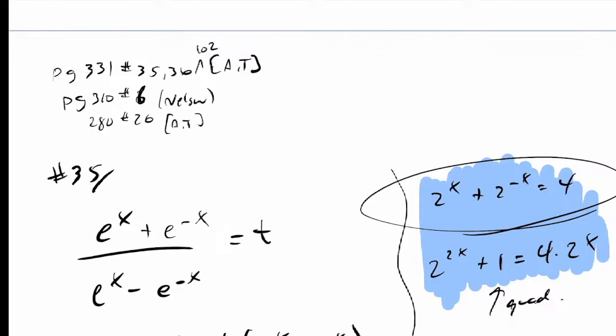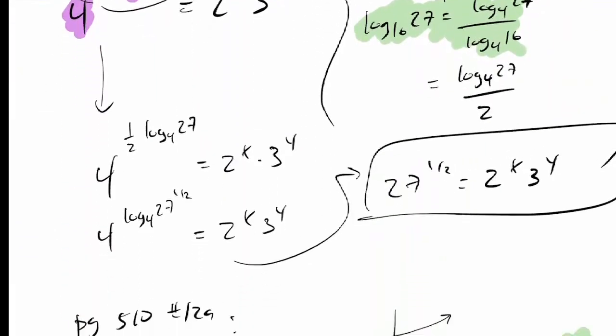Okay, U3 is asking for 310 number 6. You guys are asking very different questions than period 1. Very interesting.